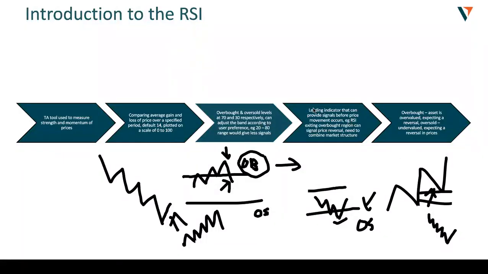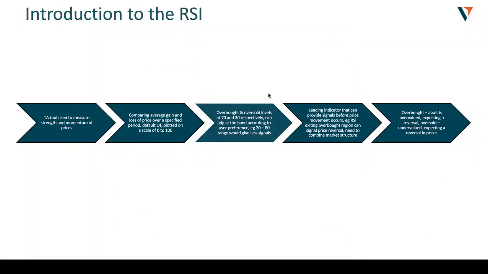In general, RSI itself is a leading indicator. It's not like a moving average. It measures momentum in price, the rate of change of price. And when RSI enters the overbought and oversold regions, of course, we don't want to trade it in isolation. We want to ensure that this is also in line with market structure. So I hope that this is clear in terms of how we can use RSI.